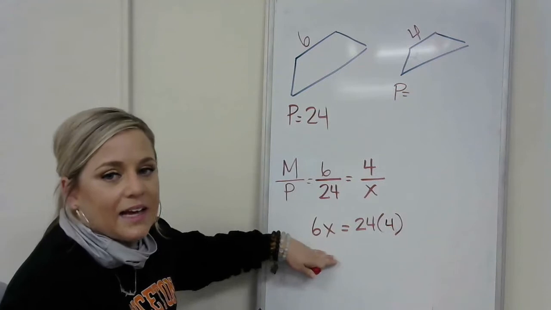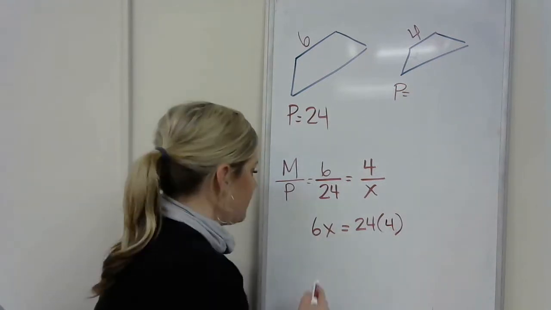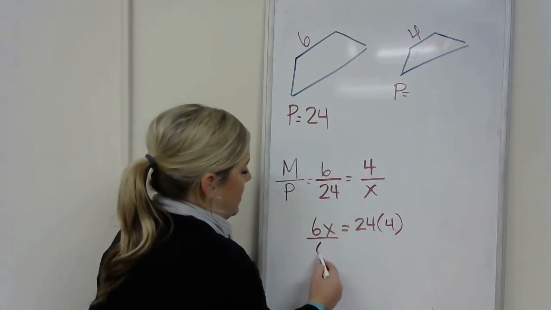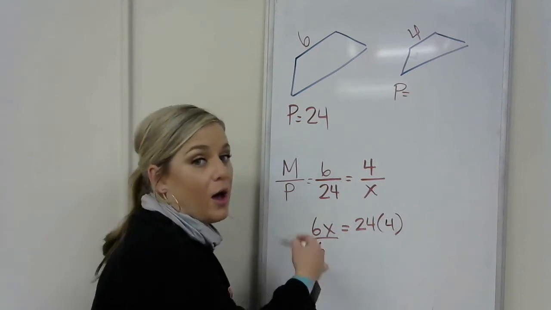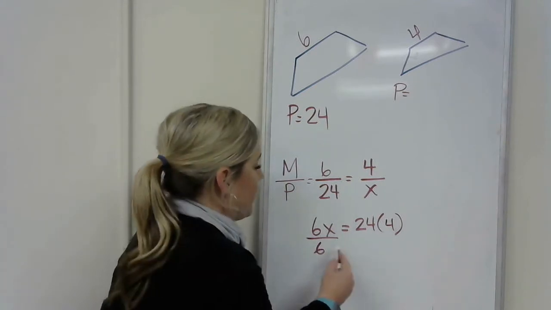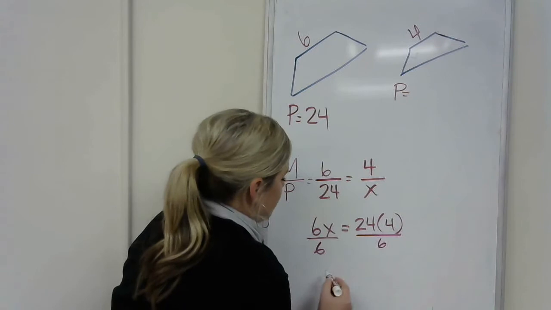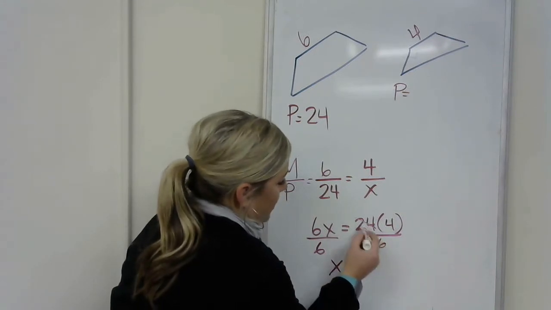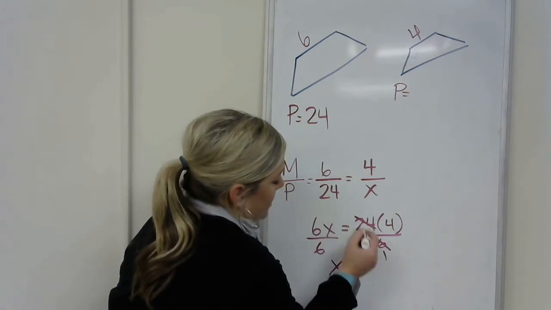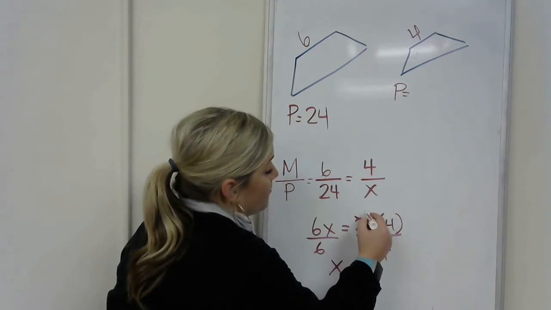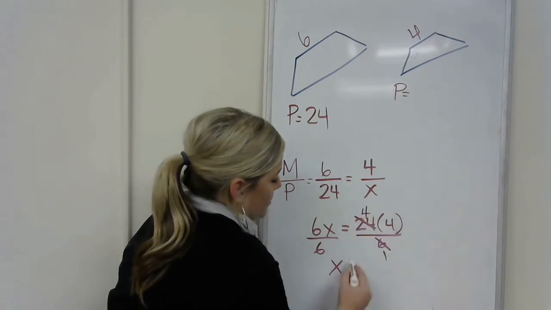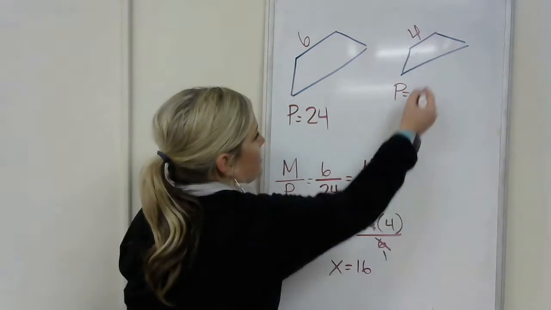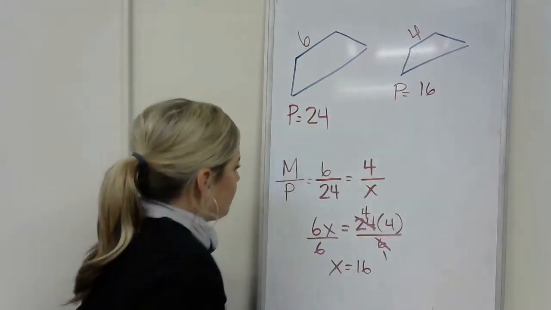All right, so I have 6x equals 24 times 4. I'm going to get rid of the 6 by undoing it because I'm multiplying here and the opposite is dividing. So I'm going to divide by 6, come over here, divide by 6, and I'm going to divide right here. 6 goes into 6 one time, but it goes into 24 4 times, and 4 times 4 is 16. So this perimeter is 16.